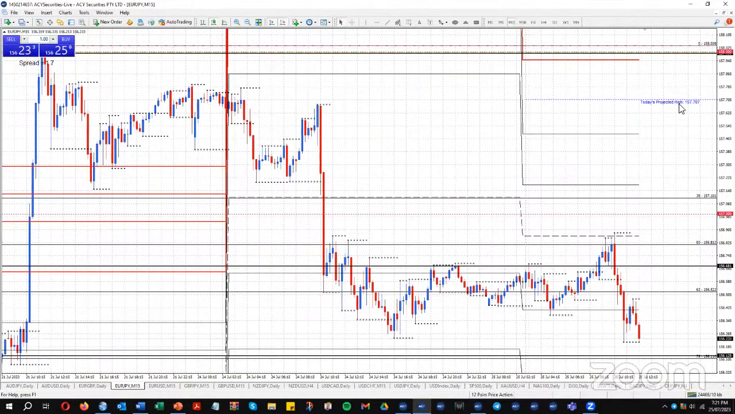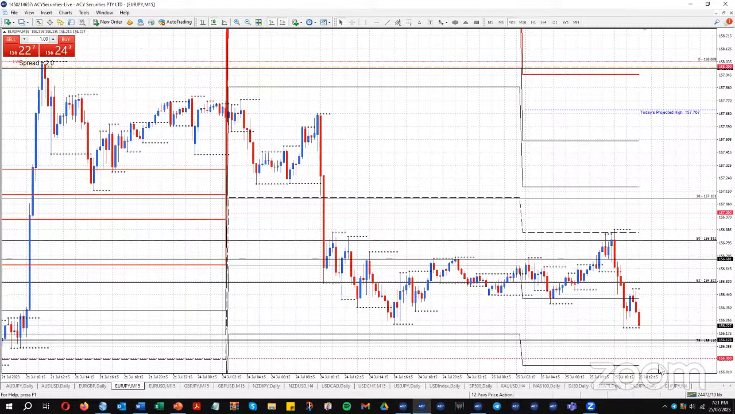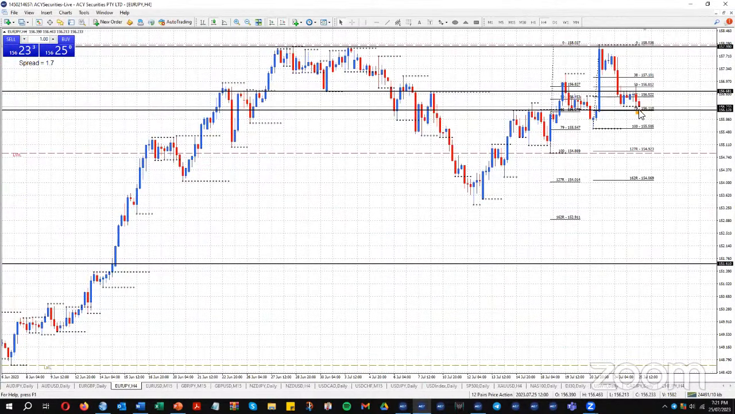So that would be potentially a very good level of support. And you've got the figure just below. So this whole area here, 156, the figure, so 156.12 down to 156.00, could be strong support there. I would watch that area for support. All right. Just leave it on the 4-hour chart there.